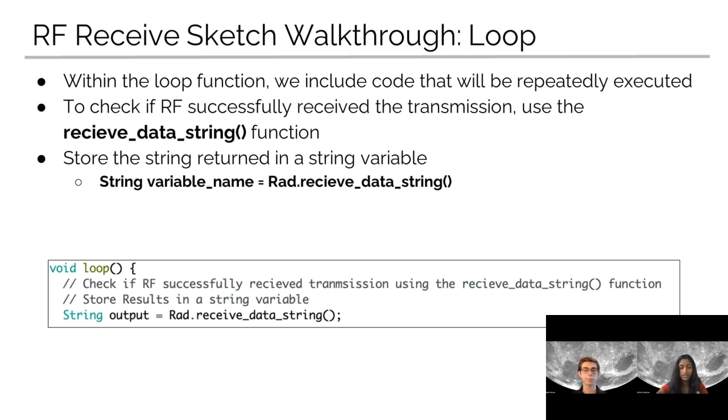And how would we use loops in the RF receive sketch as opposed to the other one? So in this loop function, our first line of code is us actually receiving any transmissions that the transceiver might have gotten. So here we are using the receive data string function, and we are storing the result of that function in our string called output.